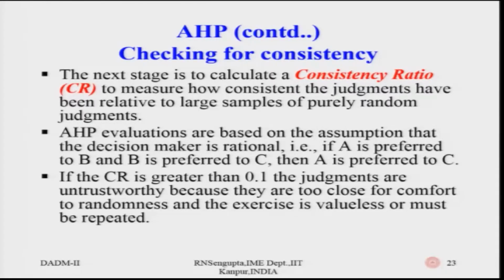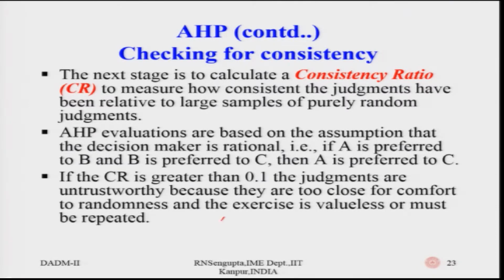So, let me continue reading. The next stage is to calculate a consistency ratio to measure how consistent the judgments made by the decision maker are, and how the judgments compare relative to a large sample of purely random judgments. Obviously, the person would be making many decisions, so with respect to that, how unbiased or how consistent the decision is. AHP, or analytical hierarchy process, evaluations are based on the assumption that the decision maker is rational. So, if A is preferred to B and B is preferred to C, then A would be preferred to C.